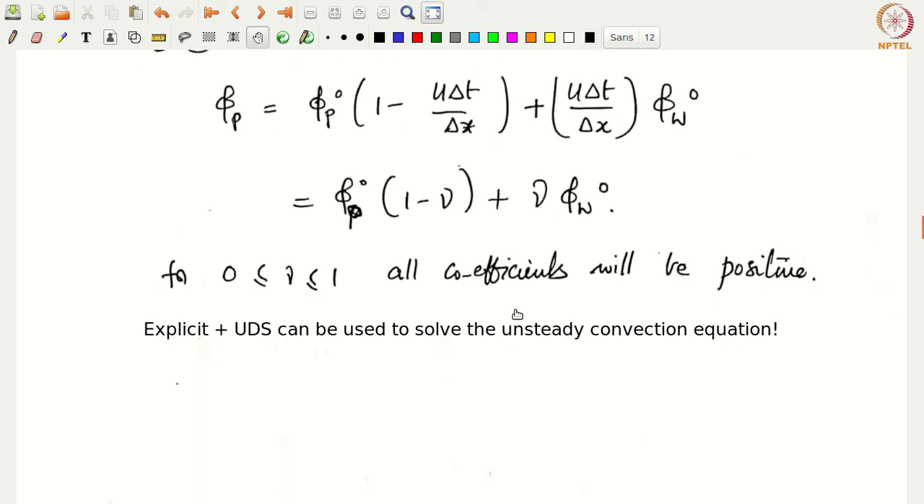All right. Now let us see if we can use this explicit upwind difference scheme to solve, let's say, our wave equation with two initial conditions. One set of problem would be with an initial condition of a sine wave, and the other one would be with a square pulse. Okay.